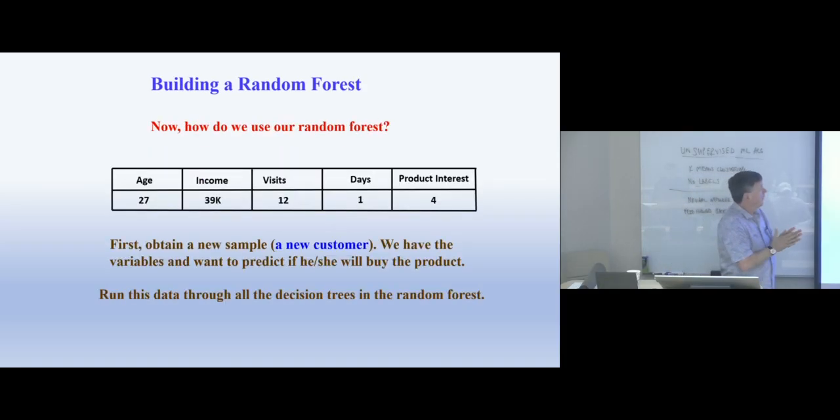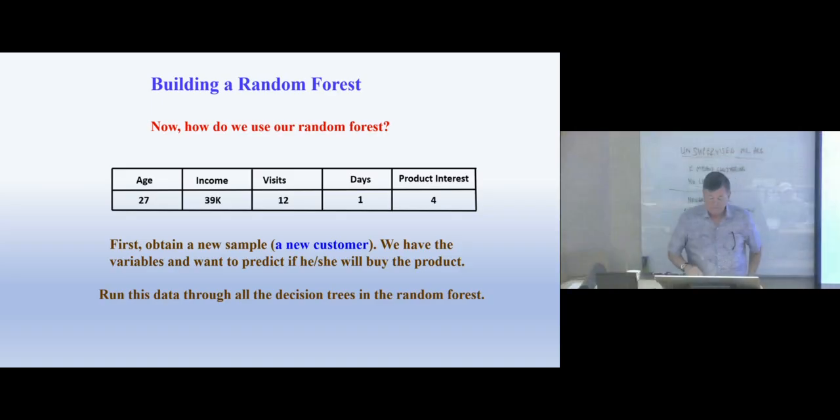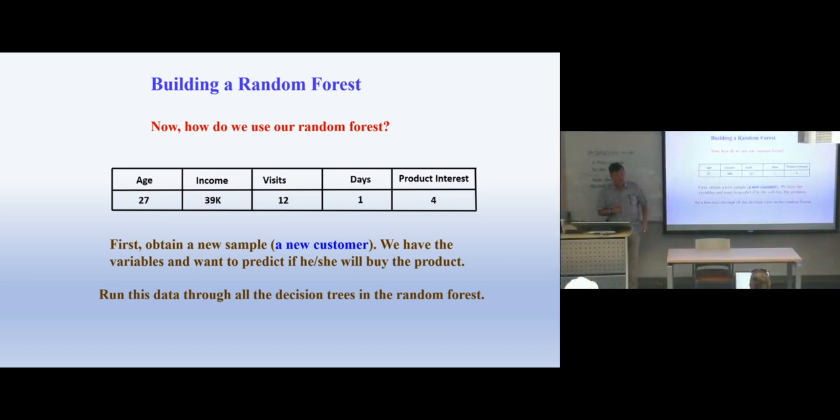You bring a new customer in. What am I trying to predict here? I've got new customer: age, income, visits, days since last visit, product interest. Did they buy or not? Okay, with a new customer, you've got to run this customer's data through all the decision trees you just created. In our example here, we're only doing 4.